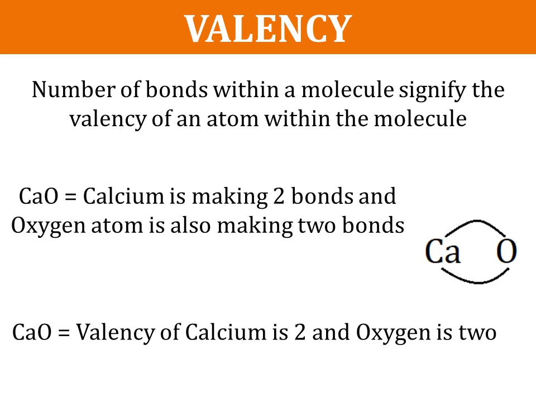Calcium is making 2 bonds. The oxygen atom is also making 2 bonds. So the valency of calcium in calcium oxide is 2, and the oxygen atom's valency is also 2.